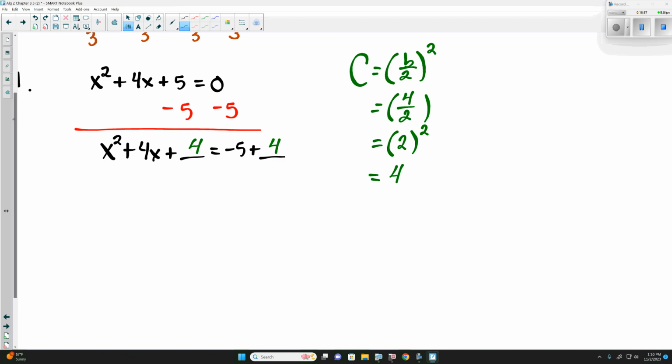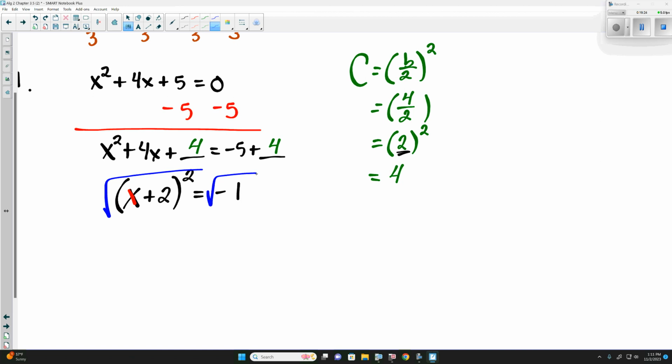So our x squared plus 4x will factor down because we'll have our parentheses with x. And we'd have plus 2 because the number we factored or had before we squared it was positive 2. So we have plus 2. Negative 5 plus 4 is negative 1. Questions on this here?